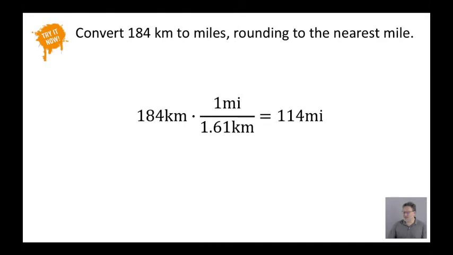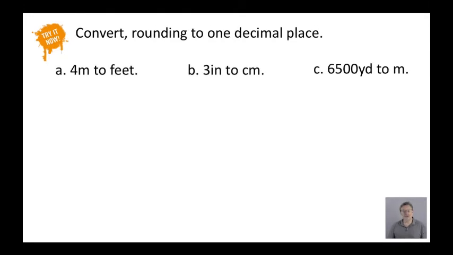Take some time to do this one as well here. 4 meters, converting that to feet. 3 inches, converting that to centimeters, 6,500 yards to meters. In each case, we want to round to just a single decimal place. Take some time for that.